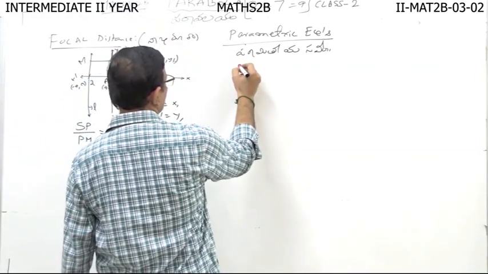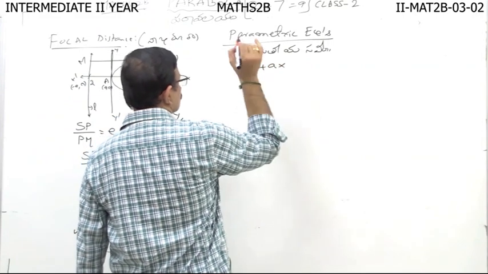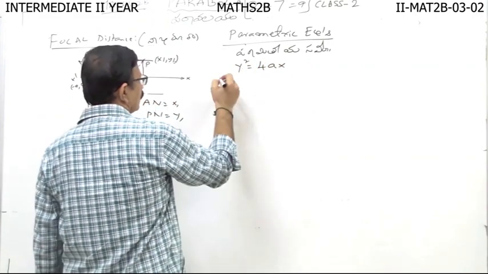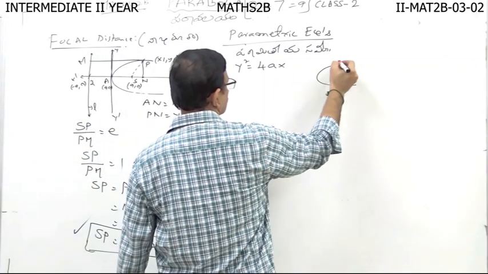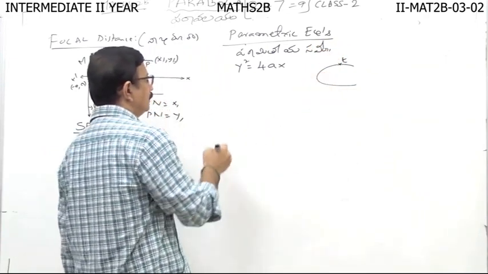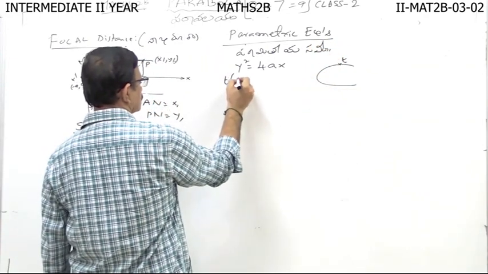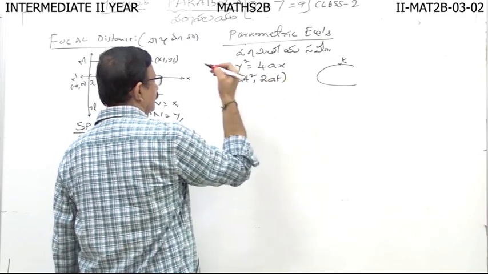So now here let us take the parabola equation y square is equal to 4ax. Now on this parabola we can take one point. If this is the parabola, we can take the point as t. Now let us take the coordinates of t as (at square, 2at).